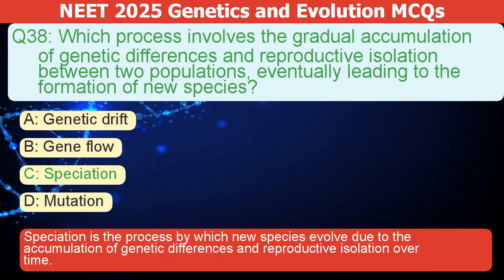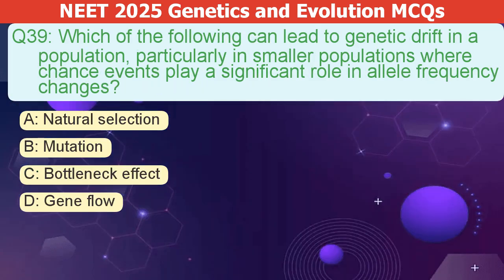The correct answer is C. Speciation is the process by which new species evolve due to the accumulation of genetic differences and reproductive isolation over time. Which of the following can lead to genetic drift, especially in small populations where chance events are important?